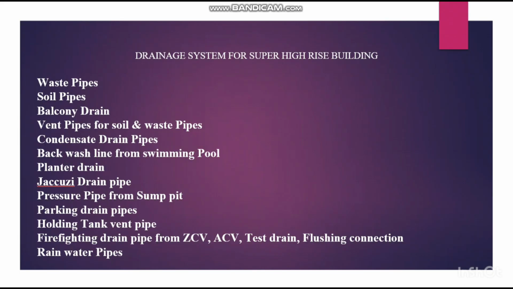Then the firefighting drain pipes, like we have the zone control valve and the alarm check valve. In the fire pump room, there will be a drain pipe. Then we have the test drain from each floor, and at the remote location we have a test drain. Then we have the flushing connection. This type of drain will also be connected to the drainage system. Then we have the rainwater pipe, which finally goes to the existing municipality or to the holding tank. So these are the different arrangements we need to consider for the drainage system.